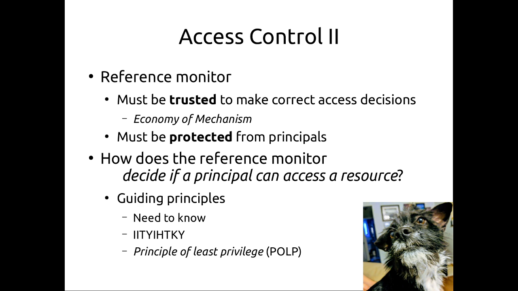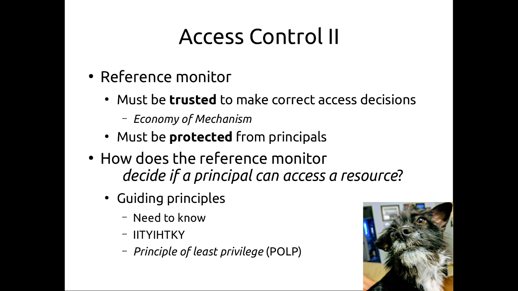For us to justifiably trust a reference monitor, it means that the reference monitor should be implemented in a way where it's trustworthy, right? And one way to think about this is the economy of mechanism, which is to say that we should focus on simplicity in implementing the reference monitor. If it is as simple as possible, that means it's more trustworthy, right? We have a higher confidence in its correct implementation of however it's supposed to be doing its access control decisions, saying yes or no.